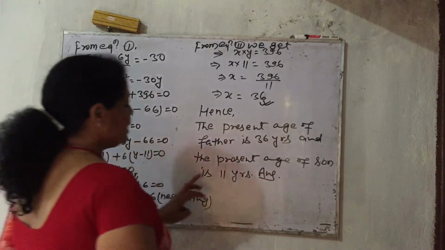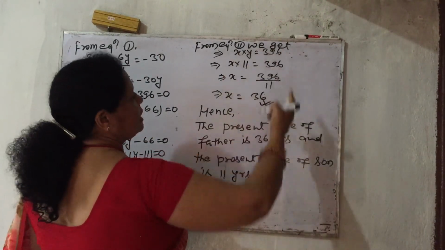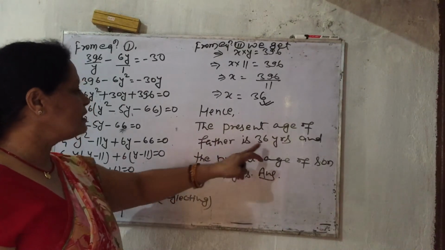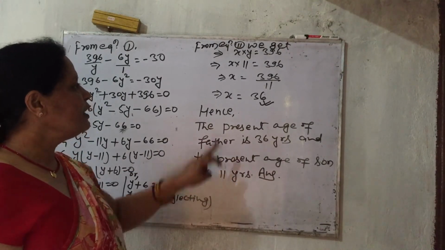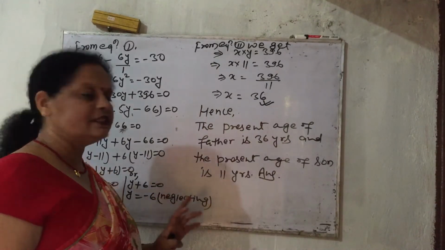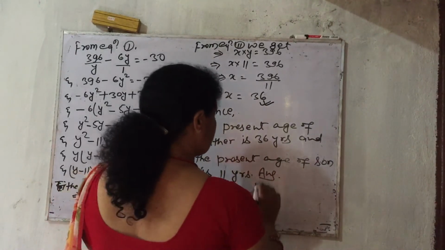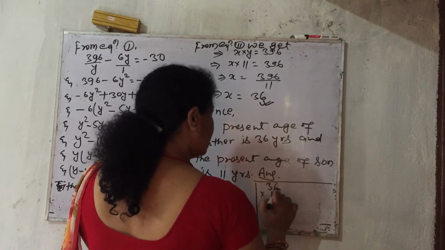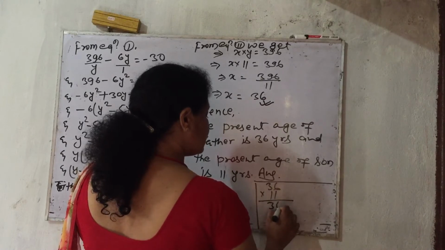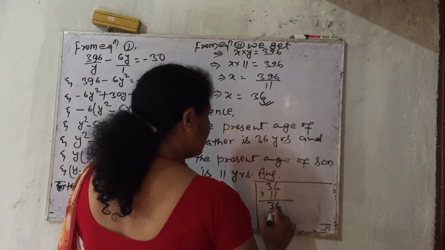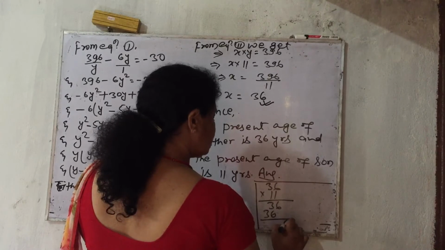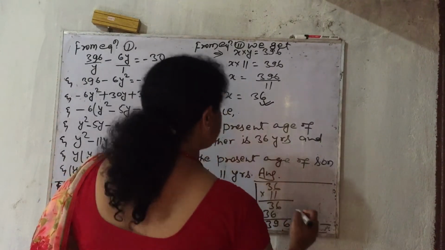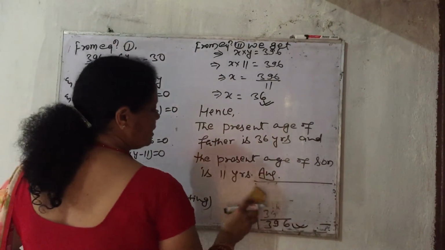So what is said in the question? X into y means the product of their present ages is 396. After multiplying 36 and 11, if we get 396, that means our answer is correct. Let's see. 36 into 11 means 36, again 36. So 6, 3, 9, 3, 6, 9, 3. 396 came. That means our answer is correct.